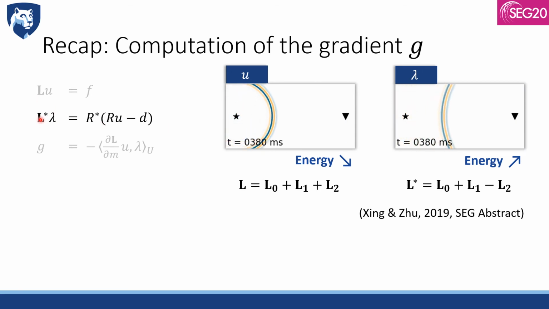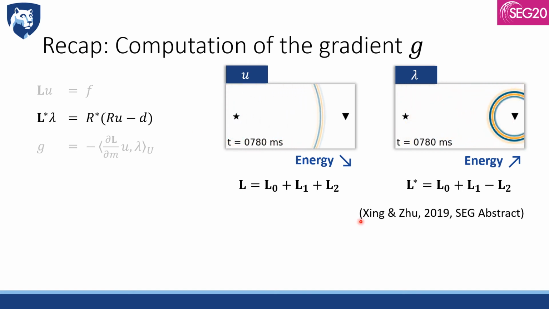The second equation describes the adjoint wave field. L star is the adjoint of L, lambda is the adjoint wave field, and D is the observed data. R is a sampling operator that samples the wave field U at the receiver, so its adjoint R star becomes a zero padding operator. In other words, this right-hand side, or the so-called adjoint source, has only non-zero values at the receiver. Last year, we demonstrated that while the forward wave field U starts from the source and propagates all over the place, the adjoint wave field lambda shrinks to the location of the receiver.